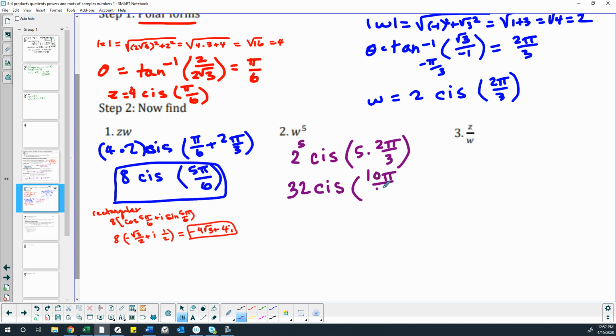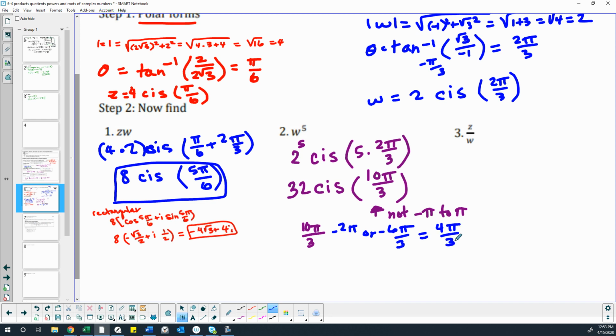Now, how are we supposed to leave our argument? This particular answer is not from negative pi to pi, which is technically what we learned in section 6.3. Our argument is supposed to be from negative pi to pi, and this is bigger than that. So what are we going to do? We need to take our 10 pi over 3 and find our coterminal angle. So we're going to subtract 2 pi, which would be 6 pi over 3, which would give us 4 pi over 3.